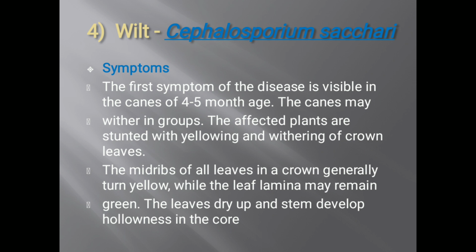Wilt, that is Cephalosporium sacchari. The first symptom of the disease is visible in canes of 4 to 5 months of age. The canes may wither in groups. The affected plants are stunted with yellowing and withering of the crown leaves. The midrib of all the leaves in a crown generally turns yellow, while the leaf lamina remains green. The leaves dry up and the stem develops hollowness in the core.